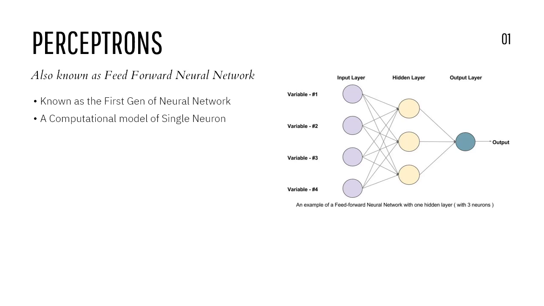As you can see in this diagram, there is an input layer, and there is a hidden layer, and there is an output layer. So this simple feed-forward neural network will learn the data from the input layer to make the pattern in the hidden layer and produce the output.